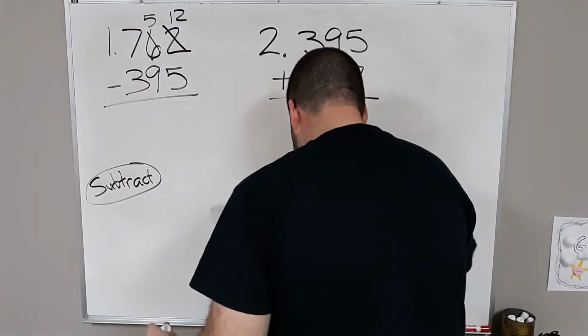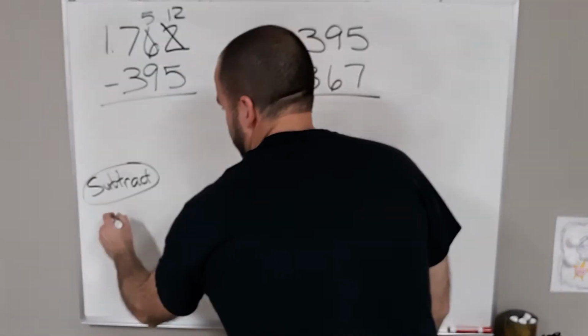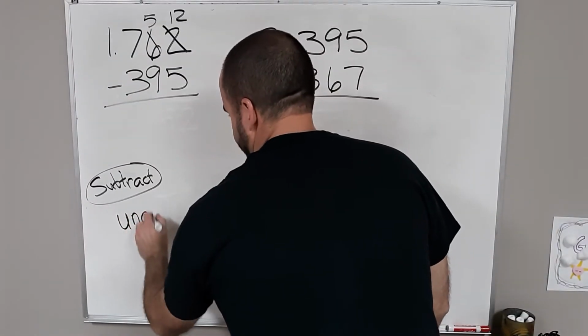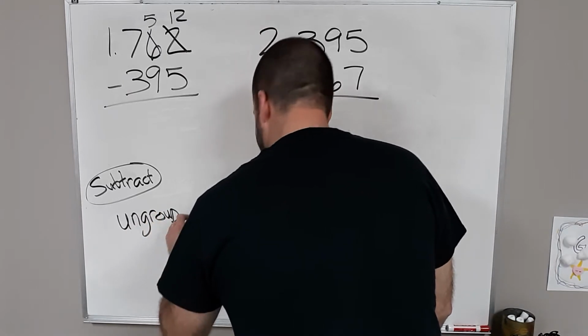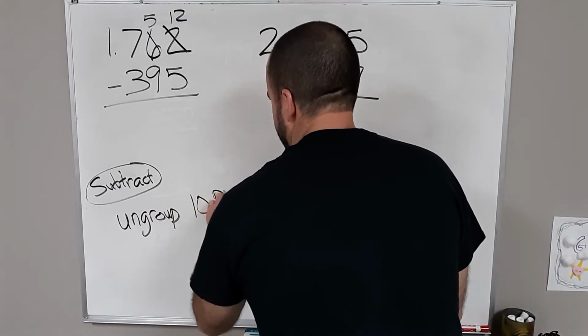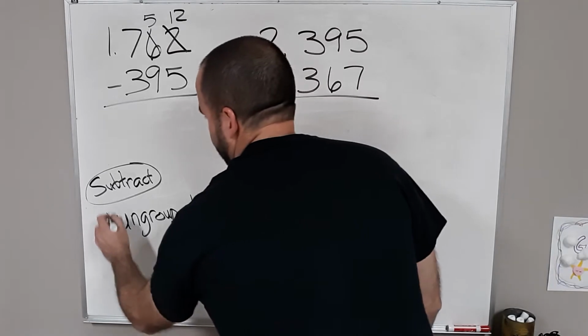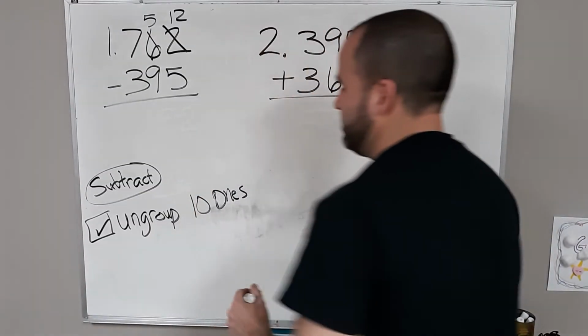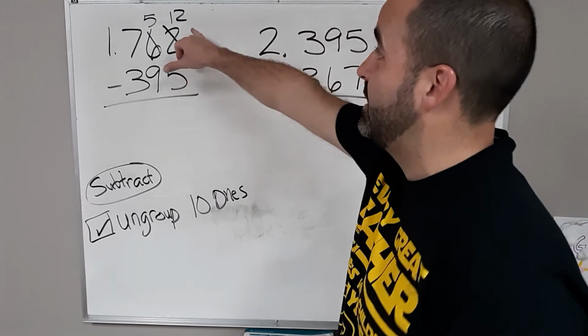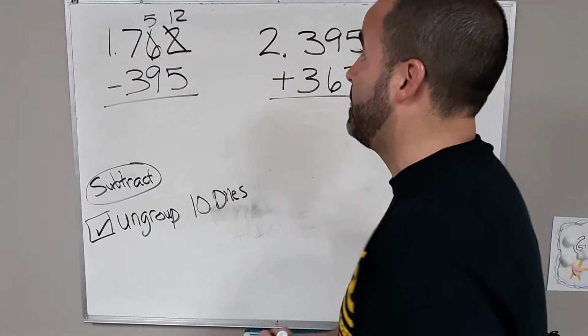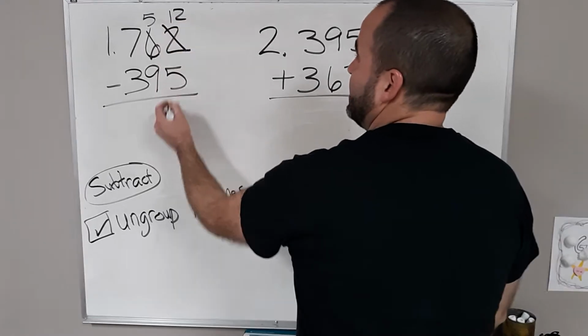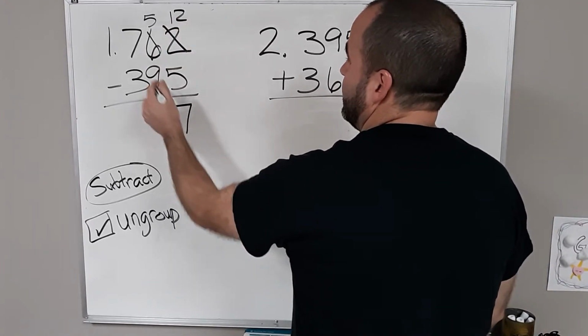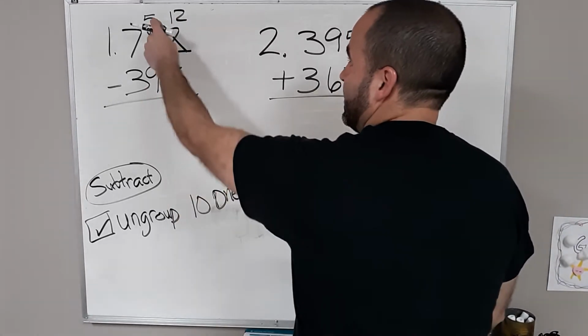So down here where it says ungroup to get 10 ones, I'm not going to write out the whole thing because I don't have room. But we are going to put a check mark there because, yeah, we sure did. We ungrouped to get 10 ones. That's how we get 12 over here because we ungrouped to 10. Okay, so now 12 minus 5. That equals 7.